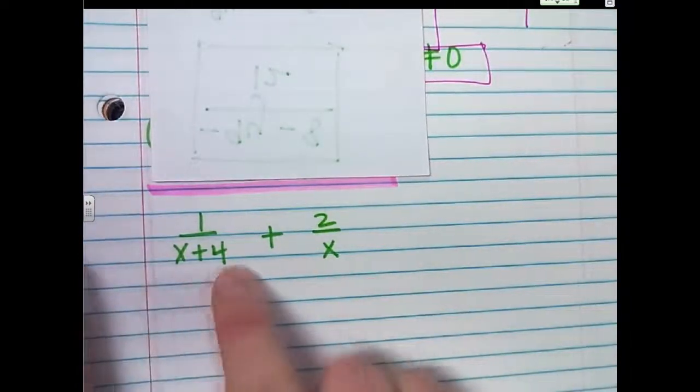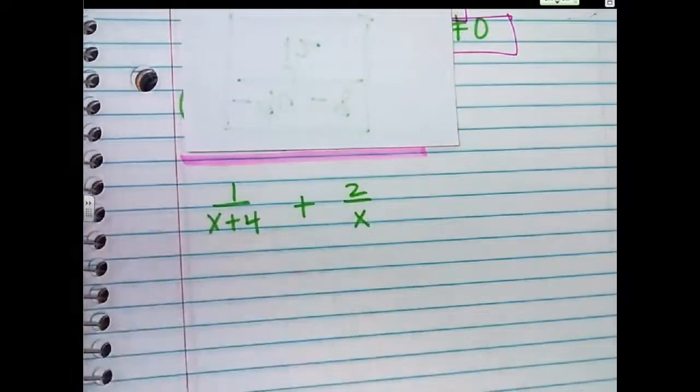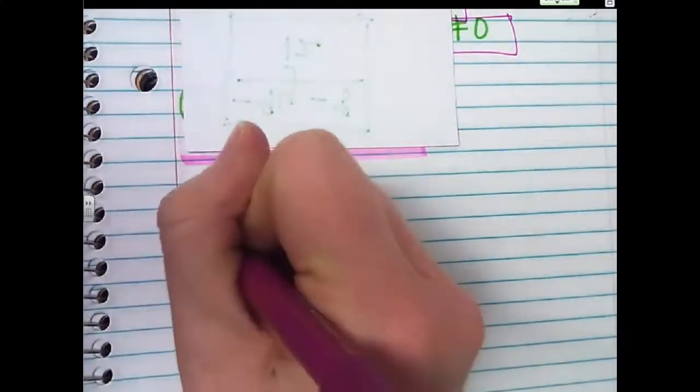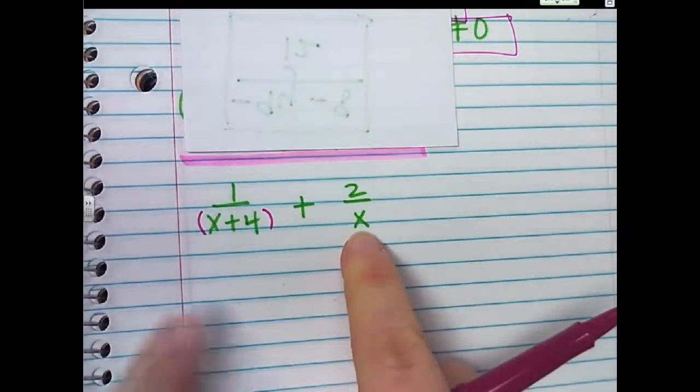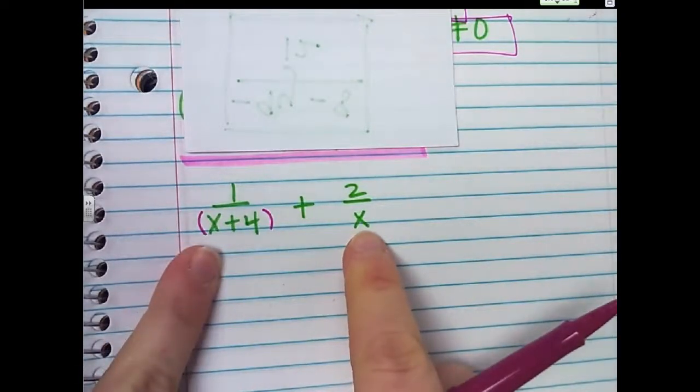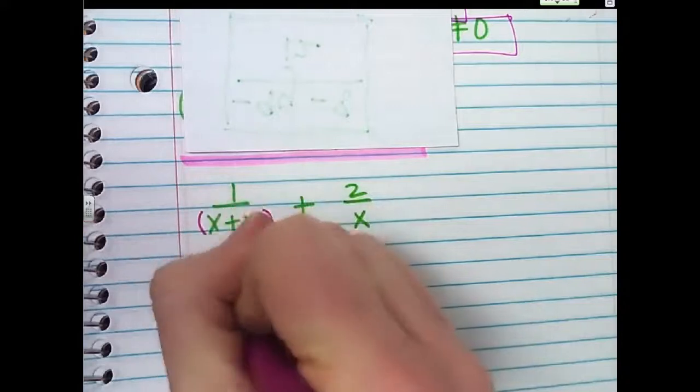Okay, now this is our first one with something like this. So when you're doing one like this, this is a whole package, if you want to call it that. This x and this x are completely different. Okay, so my common denominator here, anyone want to take a guess?